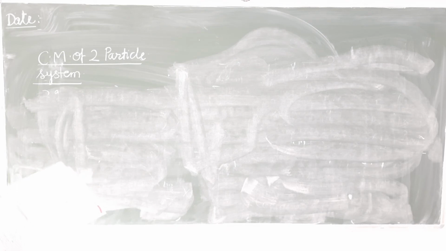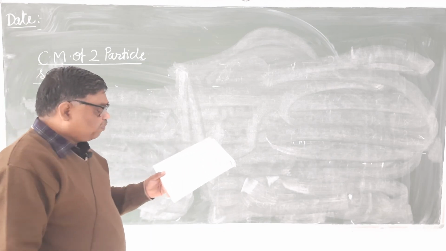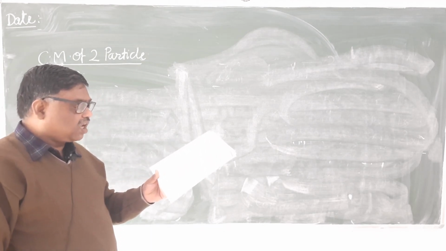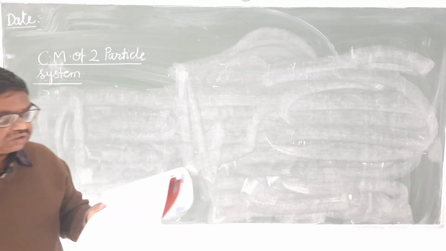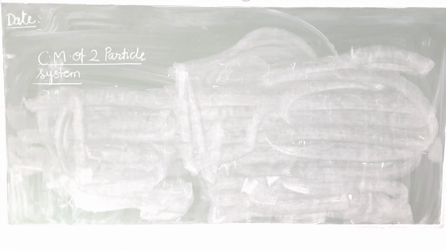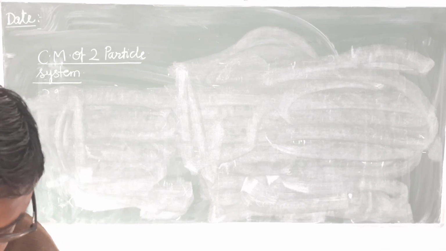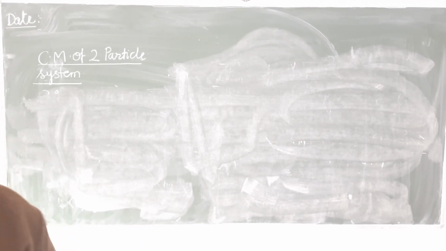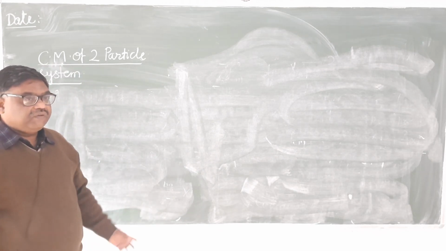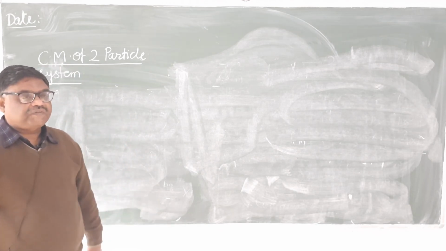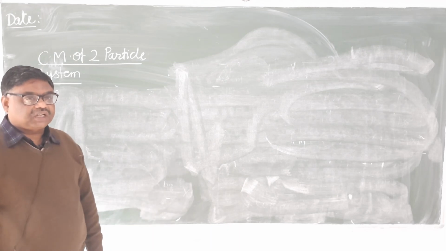Now you can see here 3 identical spheres A, B and C, each of radius capital R, are placed touching one another on a horizontal table. Where is the center of mass of the system relative to A? Relative to A we have to find out. Now see here, all the 3 spheres are identical. And where will be the center of mass of each sphere? It will be its geometrical center.